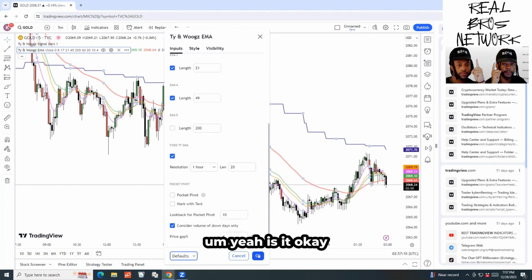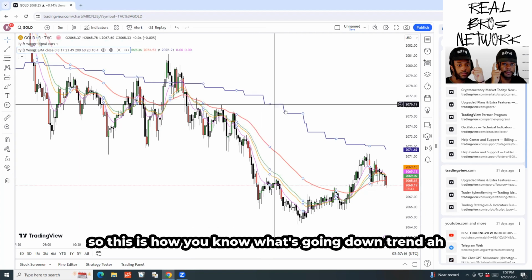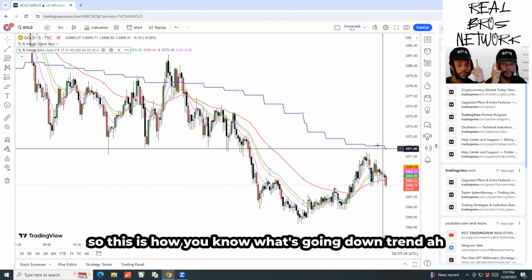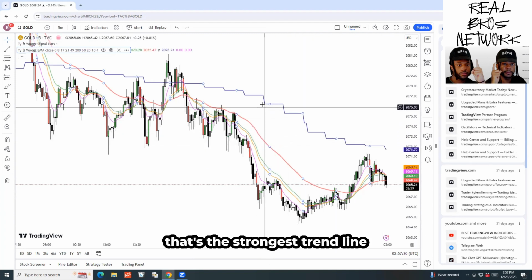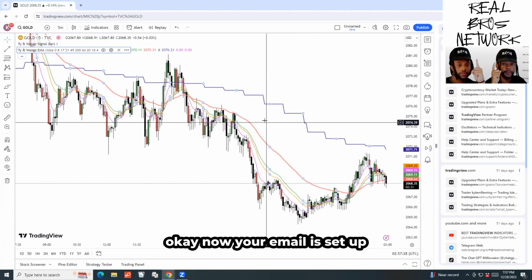Yeah, hit okay. So now that price line is the stronger trend line right there. That's the strongest trend line. So this is how you know we're still in the downtrend. Once it breaks above that and it's able to hold above that, then it's all buys from there. Okay. Now your EMA is set up just like how I use mine.